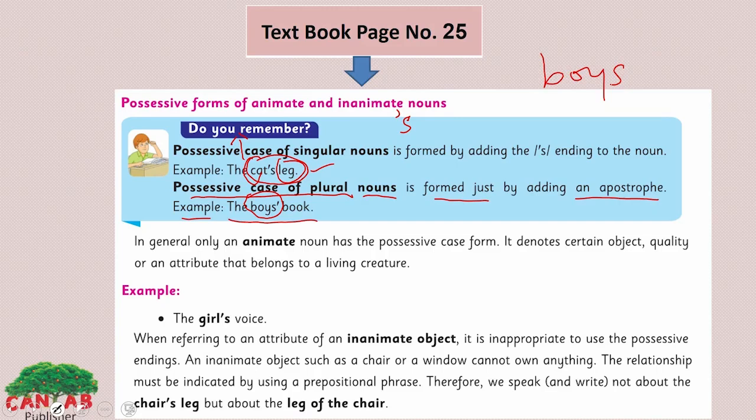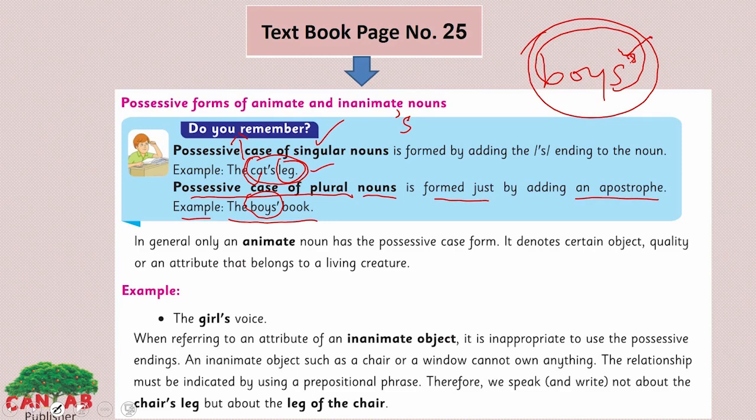So what will we do? In the singular we have seen that we add an apostrophe and after that we add s. But here boys is ending with the letter s. What will we do? Will we add another s? No, we will not do this. For a plural noun which ends with the letter s, we add an apostrophe after the s. We will not add any other s here. We just simply put an apostrophe after s.